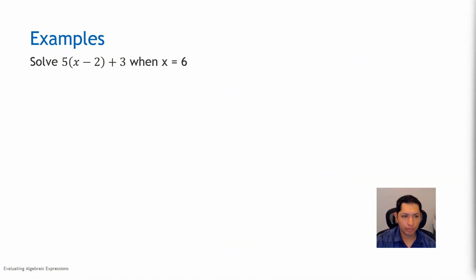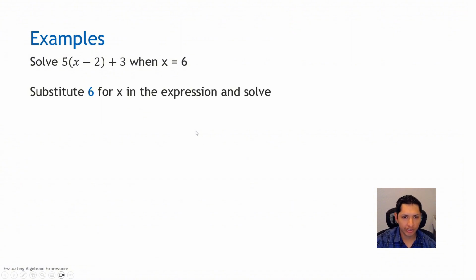Let's look at an example where we are asked to solve 5 times (x minus 2) plus 3 when x is equal to 6. We are told what number to use for the variable, and we know where the variable is in the expression. So we substitute 6 for x and solve. The expression now looks like 5 times (6 minus 2) plus 3, and we solve this. We have no variables and no unknown numbers. It is now just an expression that we solve.